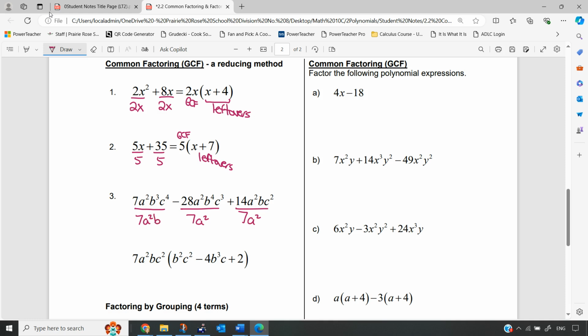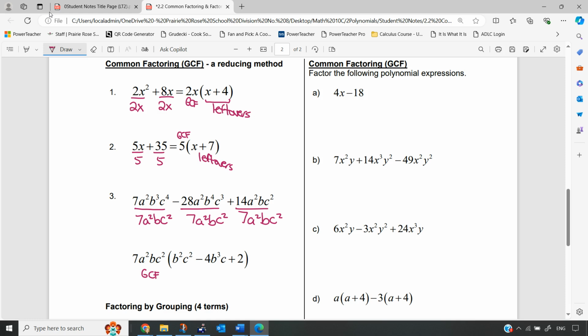So the most that I can divide out is b. And then I have c to the fourth, c cubed, and c squared. So once again, the most that I can divide out is a c squared. So there's my GCF. Now when I divide, 7 over 7 is 1, a squareds cancel, b cubed over b is b squared, and c to the fourth over c squared is c squared.